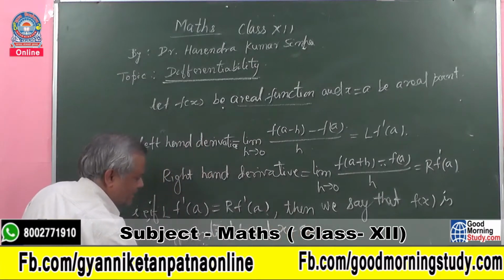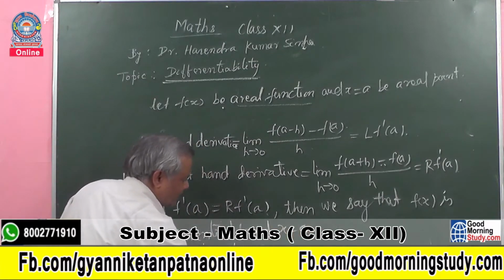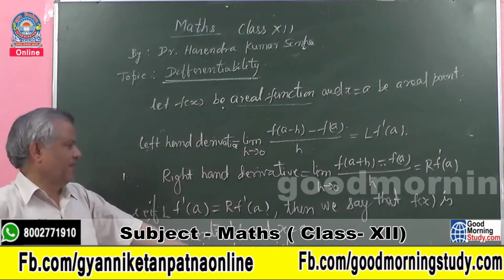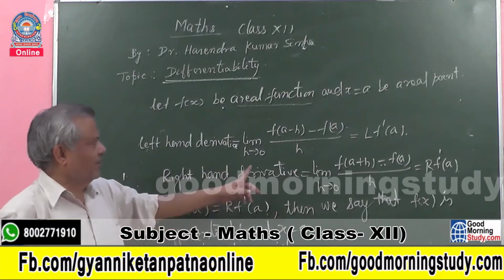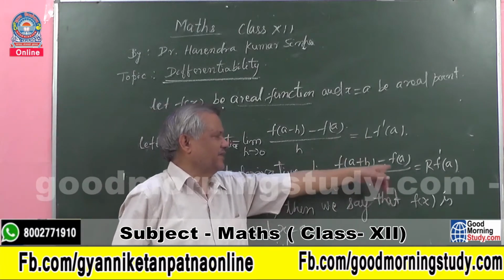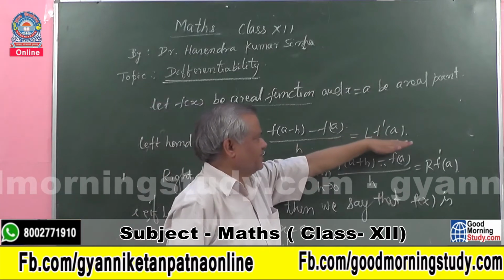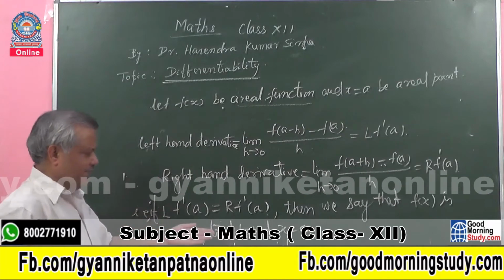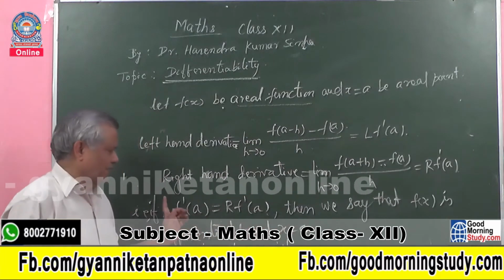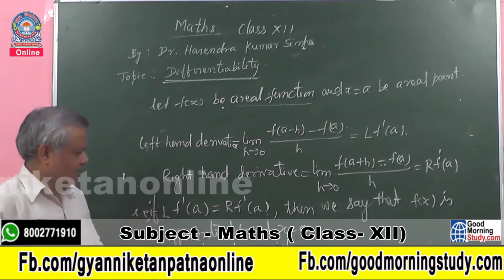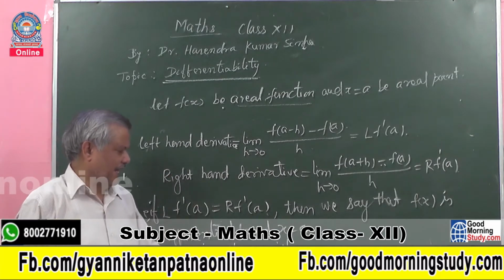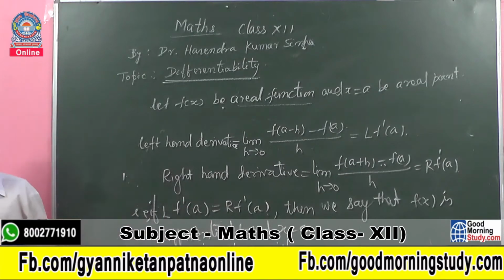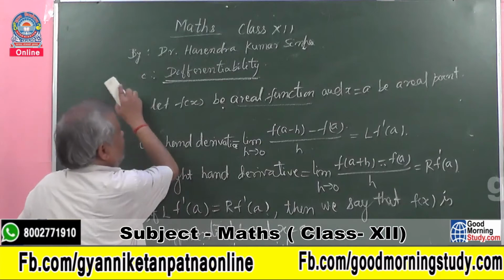That is, f dash a exists, and the value of f dash a is the common value for Lf dash a and Rf dash a. Whatever value comes here, if they are common, that is, the two are equal, then the derivative exists at x is equal to a, and whatever be the common value, that is the derivative of the function at x is equal to a. Now I shall explain it with the help of an example. So let us take an example.